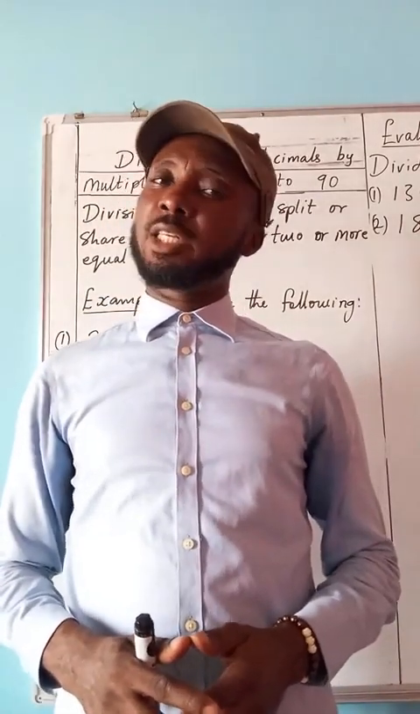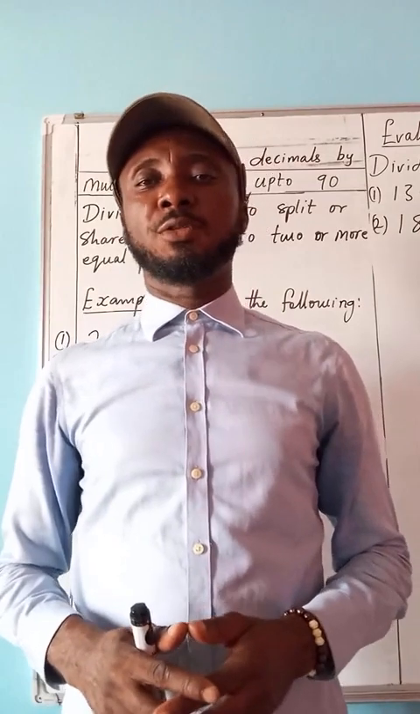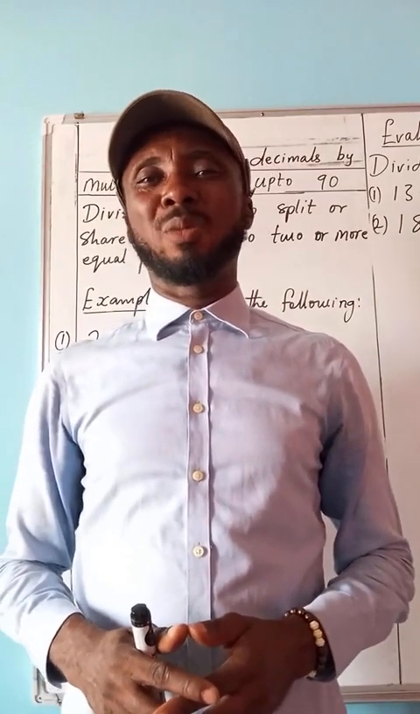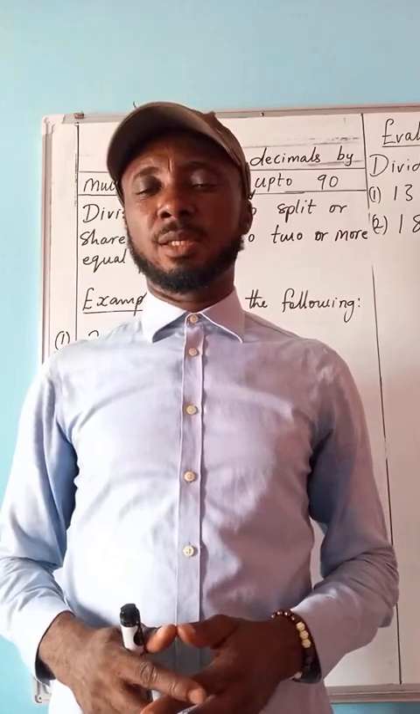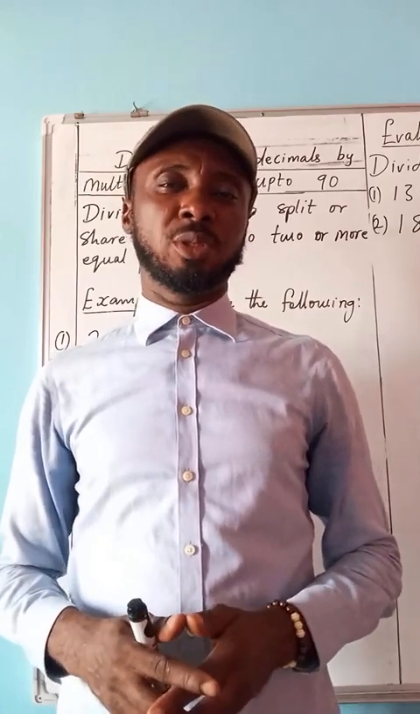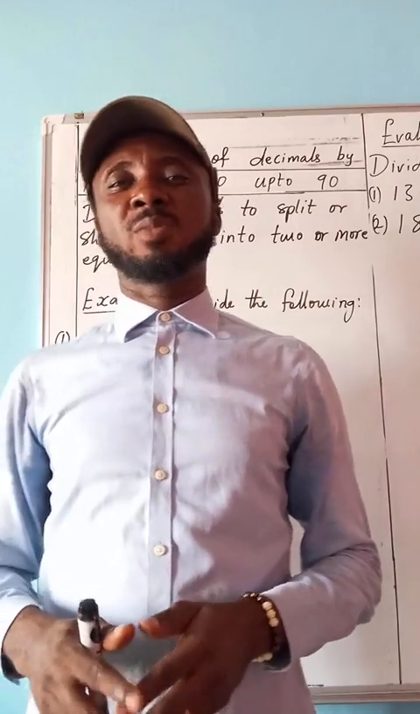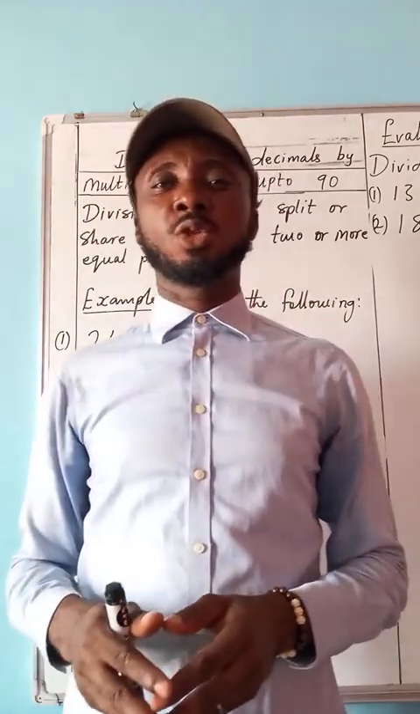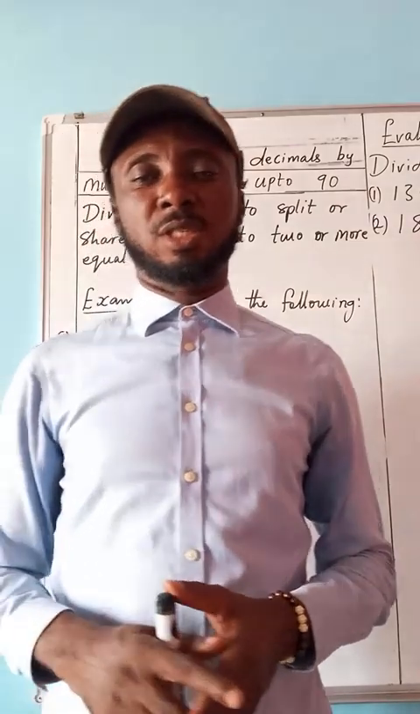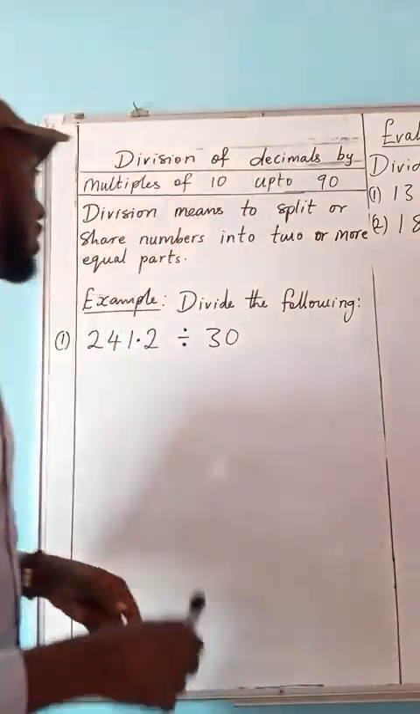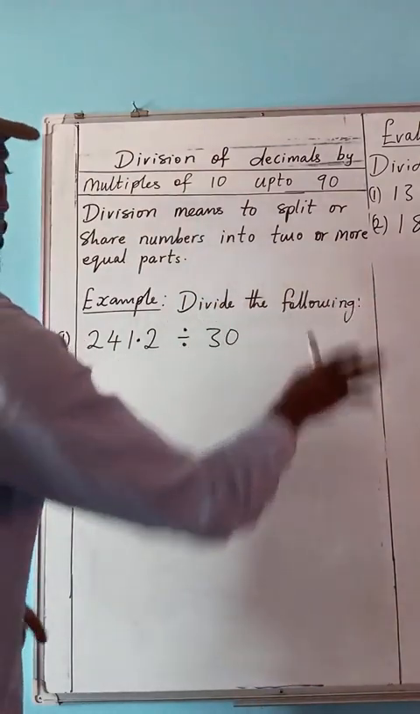Osita. In this video, we'll be talking about division of decimal numbers by multiples of 10 up to 90. Now, when we talk of division, what do we mean? We say division is a mathematical operation of sharing numbers into two or more equal parts. Now, let's look at an example. Divide the following.